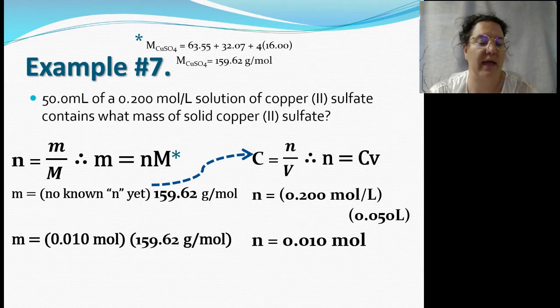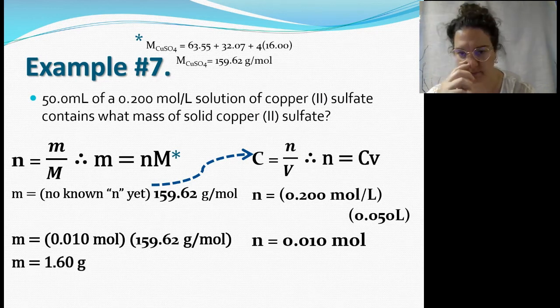Now, moles is mass over molar mass, rearranged to be mass is moles times molar mass. We take our 0.010 moles from our solution and multiply it by 159.62 grams per mole, which we can figure out with our periodic table, and we get a total mass of 1.60 grams.